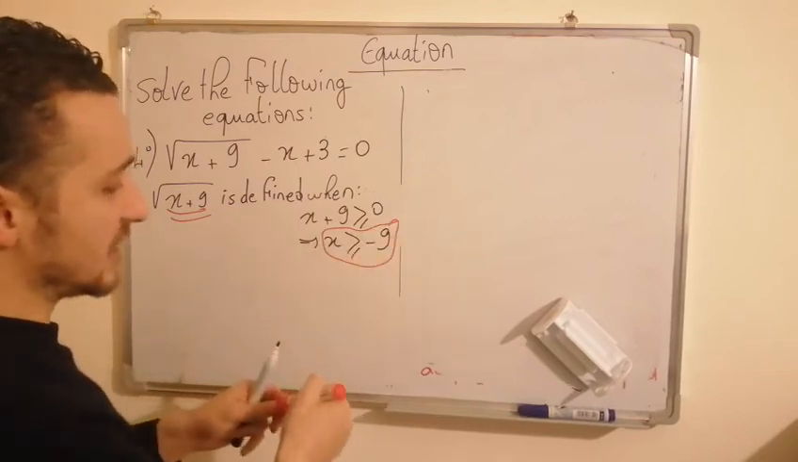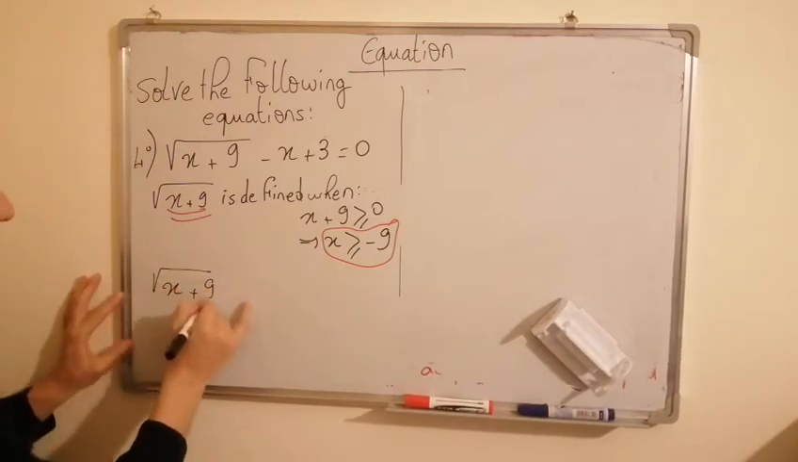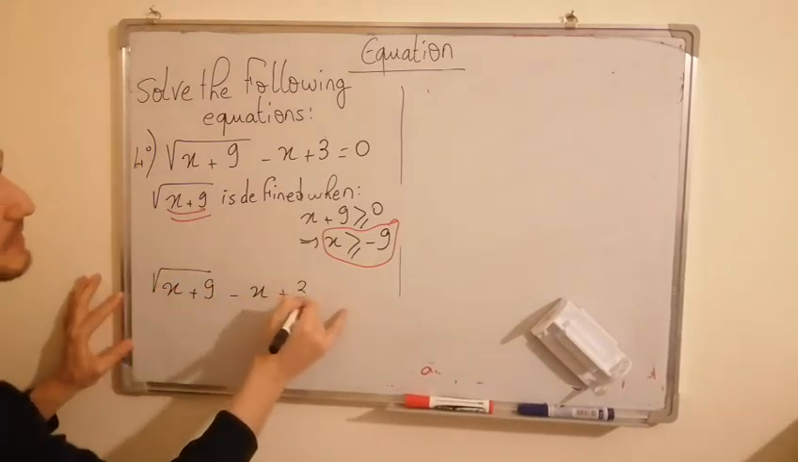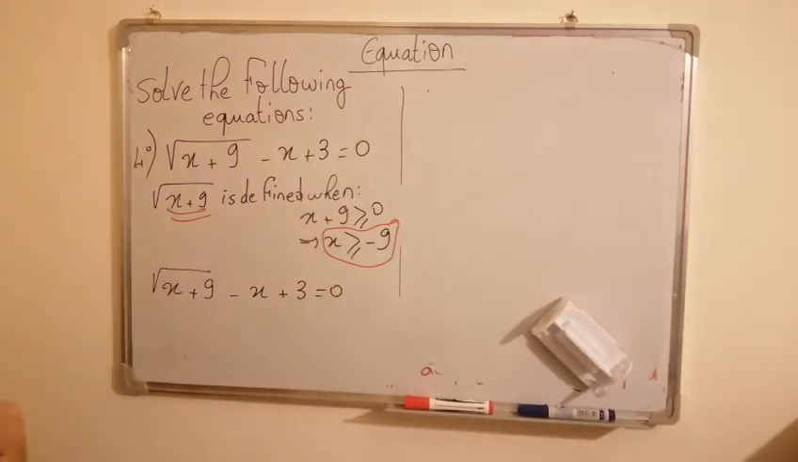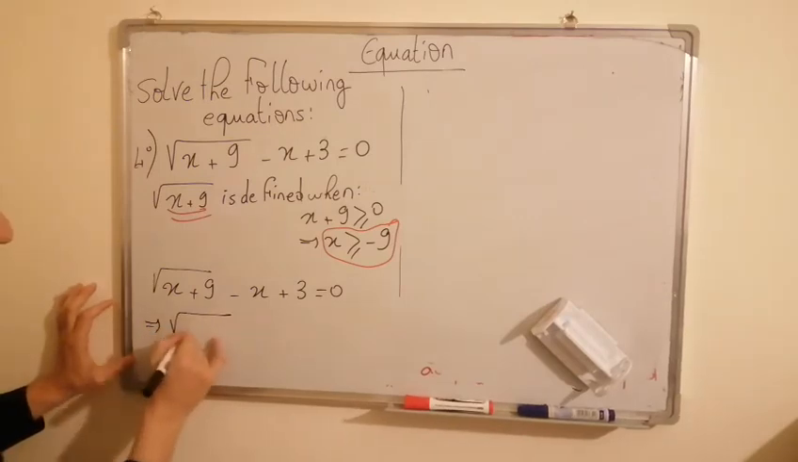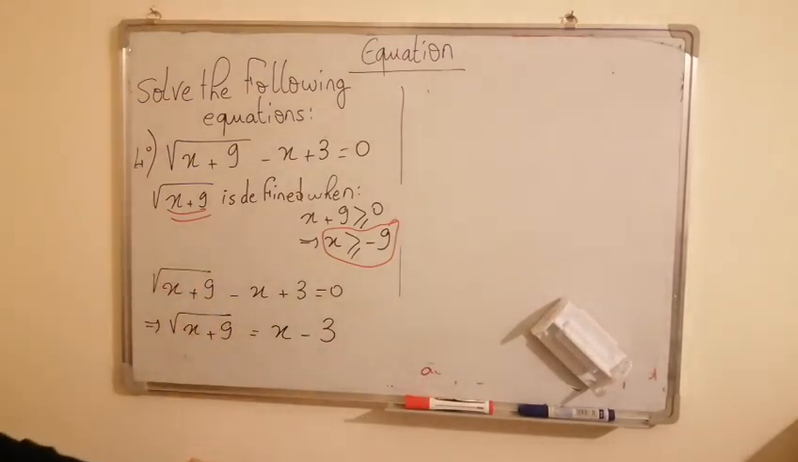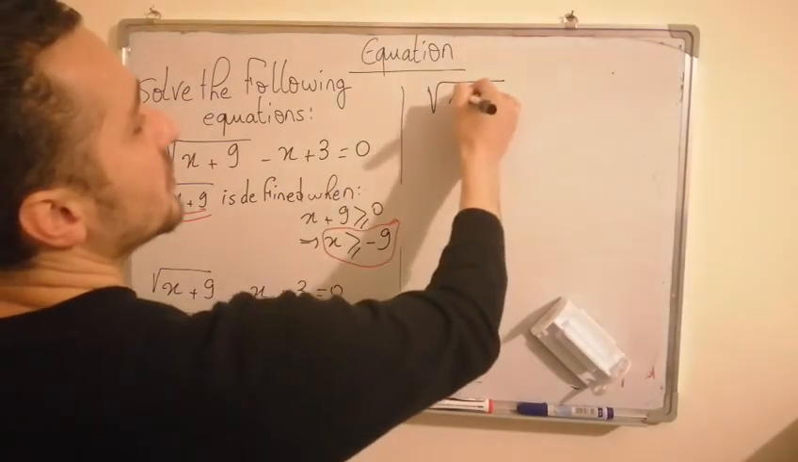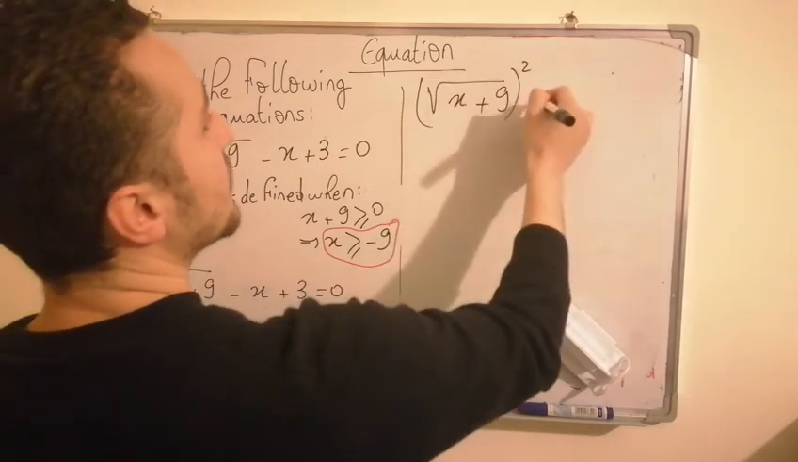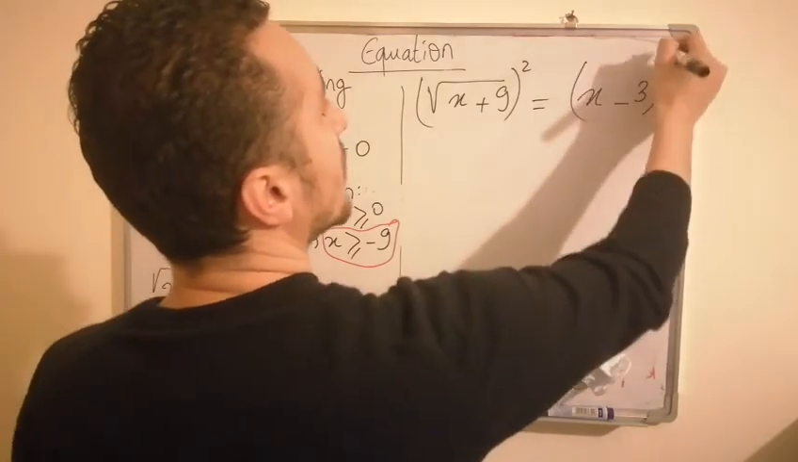So it's the condition. Okay? Now, to solve this equation, radical x plus 9 minus x plus 3 equals 0, we leave the radical before equal and all the expression after equal. So we obtain radical x plus 9 equals x minus 3. And now we apply power 2 to both sides. The equation will be in the form (radical x plus 9) power 2 equals (x minus 3) all power 2.